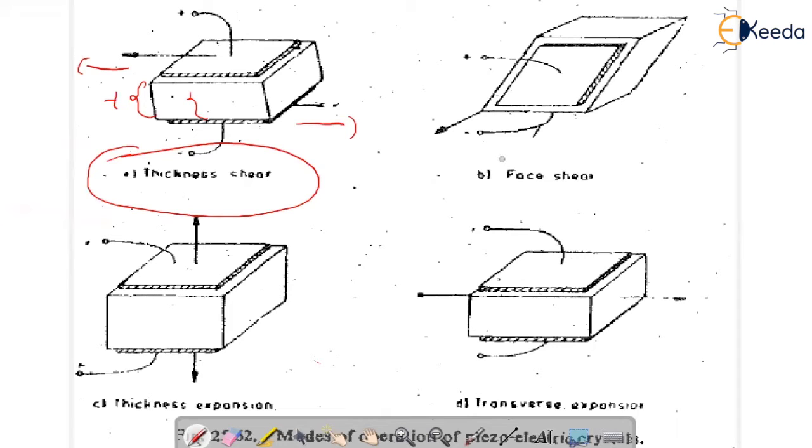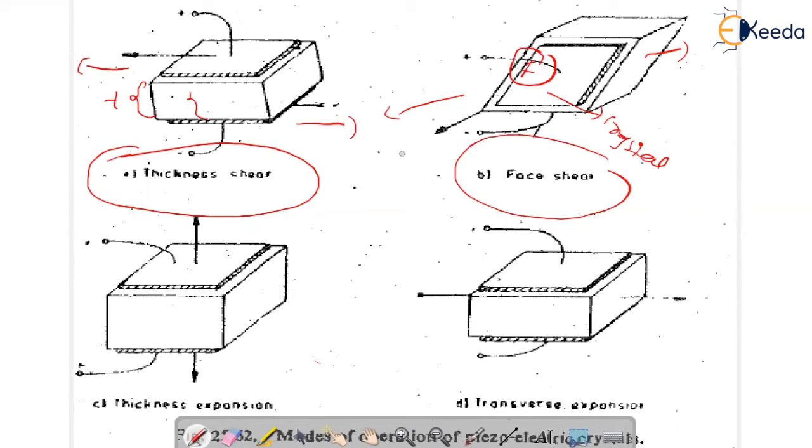What is face shear? Face shear means when I'm applying in this direction, then the face of the crystal, this is the face of the crystal, is going to be changing over here. That's the reason it is called face shear. And that is the thickness expansion. Here I am going to shear. Shear means a transformation of the adjacent sides.